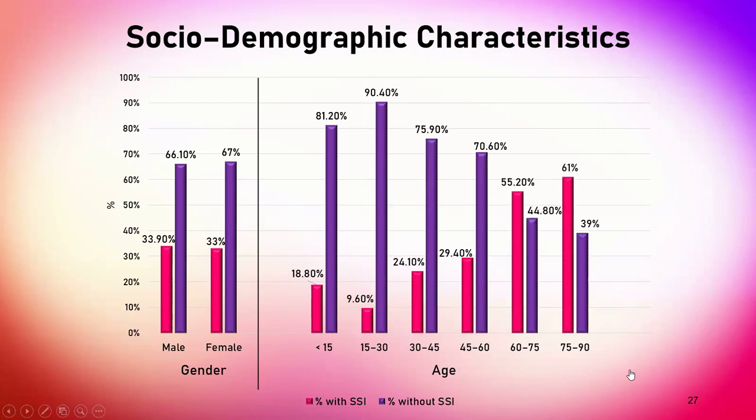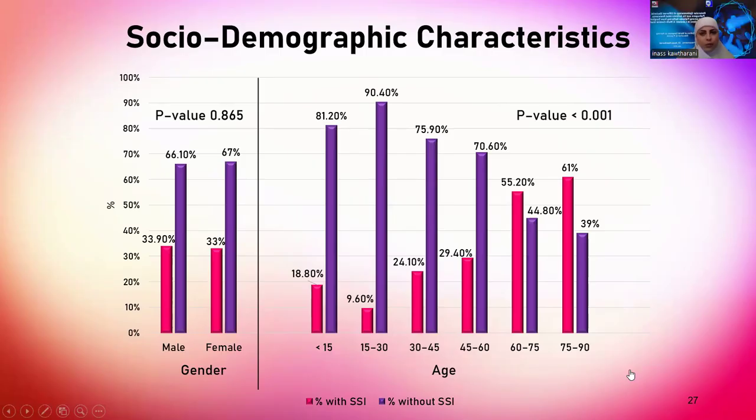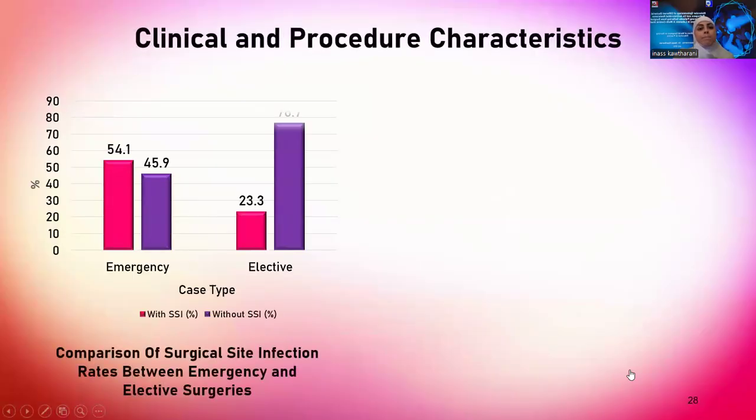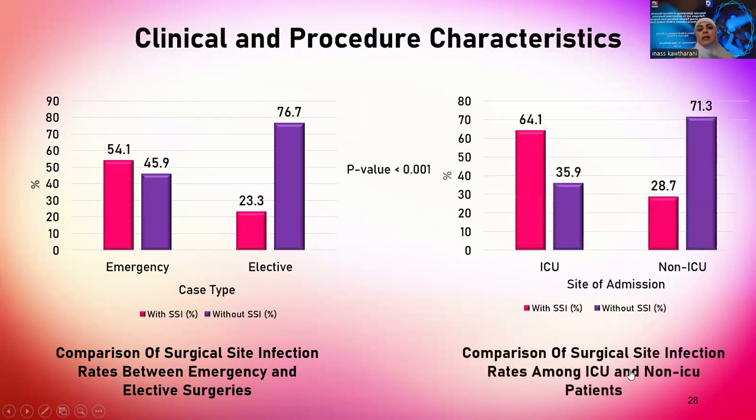Due to the time constraints, I will present this quickly. Concerning the sociodemographic characteristics, we showed that only the age distribution had a significant association with surgical site infection occurrence, with a p-value less than 0.05. In terms of case type, we showed that emergency surgery showed a higher rate of surgical site infection with a significant association, 54.1%. And similarly, ICU admission showed a higher rate of surgical site infection, 64.1%, with a significant association.